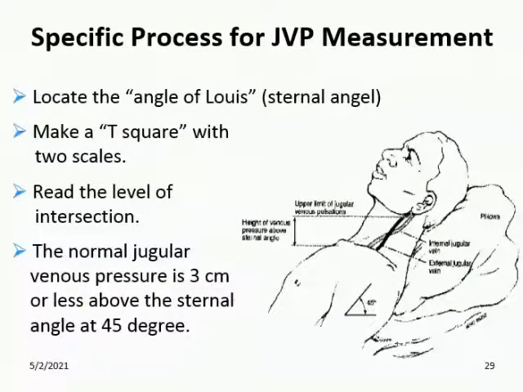Locate the angle of Louis, or sternal angle. Make a T-square with two scales. Read the level of the intersection of these two scales. The normal jugular venous pressure is 3 cm or less above the sternal angle at 45 degrees.